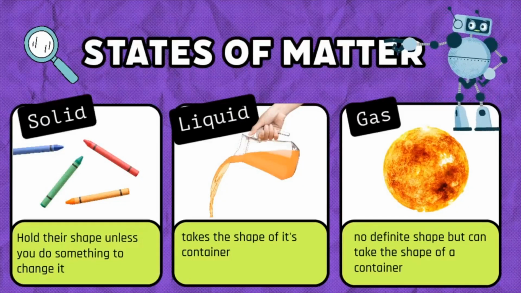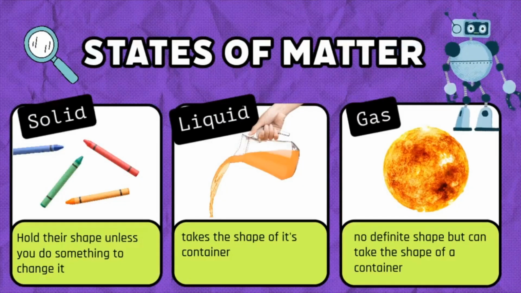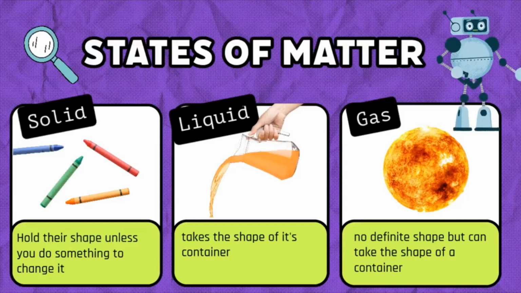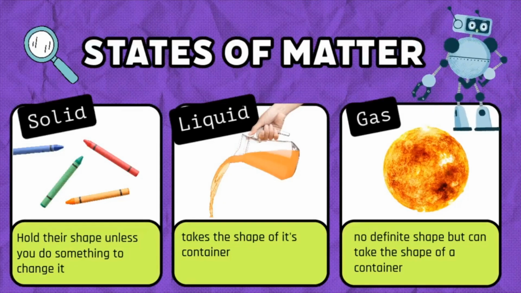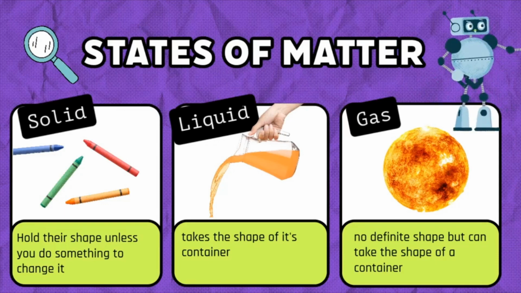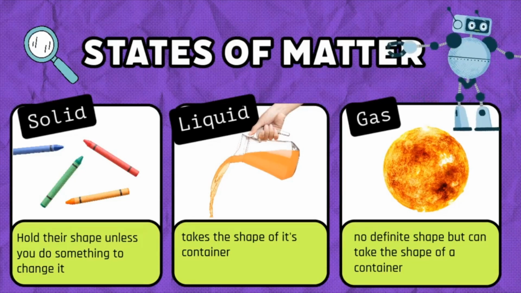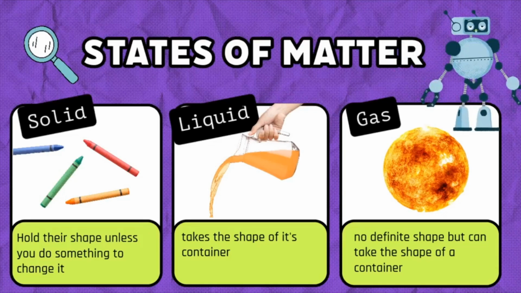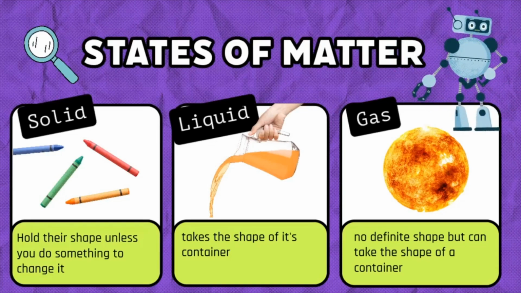Hello, I am going to tell you what I know about the states of matter. So there are 3 states of matter. The first one is a solid, the next is a liquid, and the third is a gas. Now matter can change different states. So let's start with the solid. So here we have crayons. Now, crayons are considered a solid because they can hold their shape unless you do something to change it. But they will stay a crayon even if I throw it across the room. They will still be a crayon.